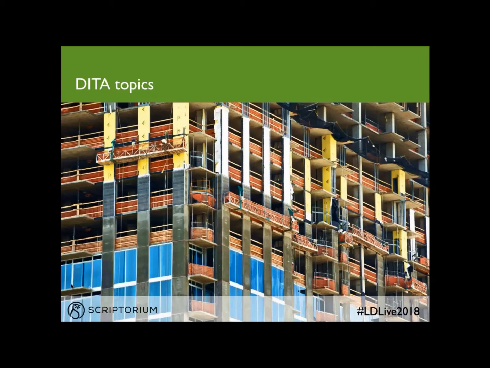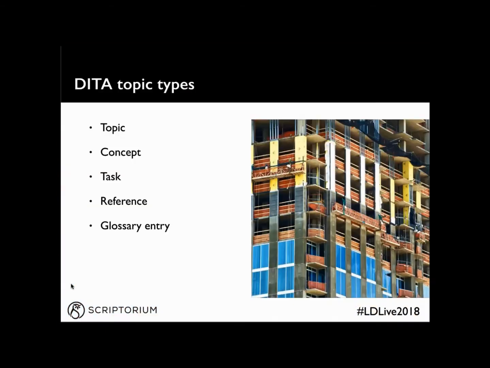The DITA standard includes different types of topics that are intended for different purposes. And these topic types contribute to the semantic value of the content because the topic type lets you know what kind of information is contained within it. Some commonly used DITA topic types include topic, which is just the generic topic type. And also we have concept, task, reference, and glossary entry.